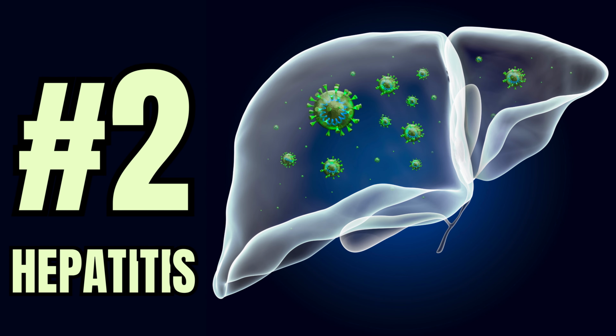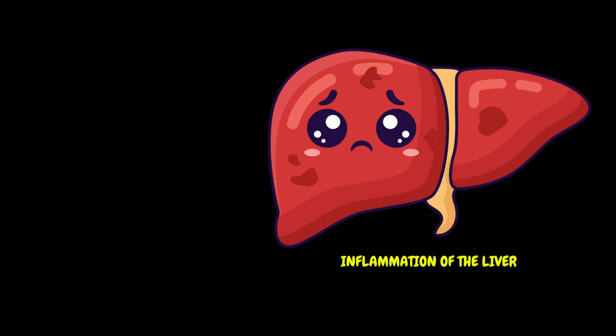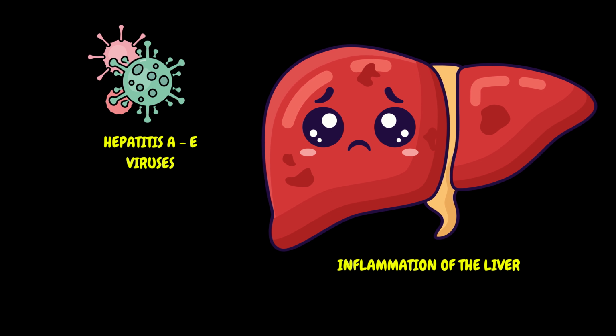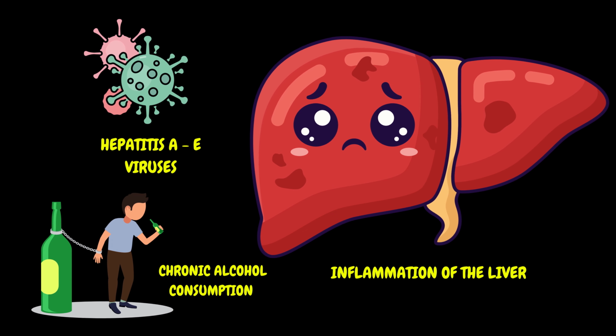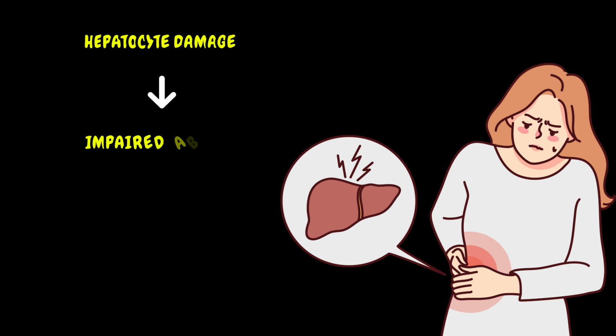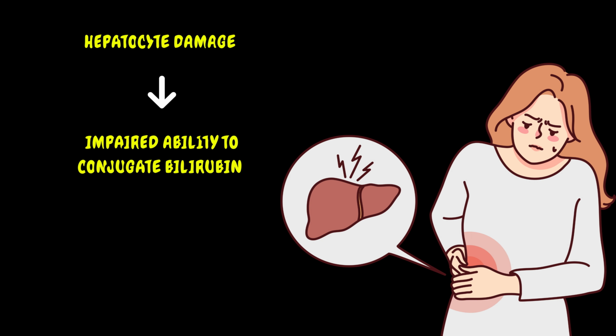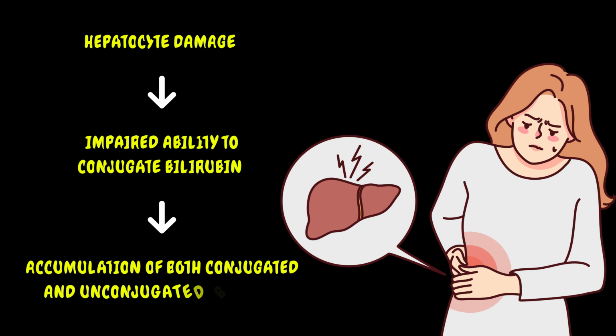Number 2. Hepatitis. Inflammation of the liver due to viral infections like hepatitis or chronic alcohol consumption damages hepatocytes. This damage impairs the liver's ability to conjugate bilirubin and excrete it into the bile ducts, leading to an accumulation of both conjugated and unconjugated bilirubin in the blood, causing jaundice.